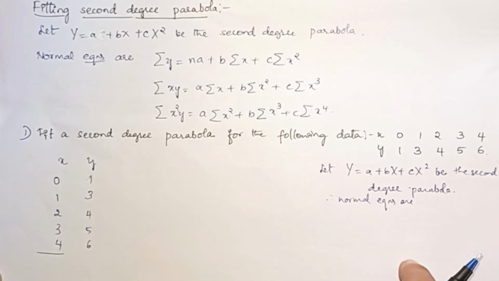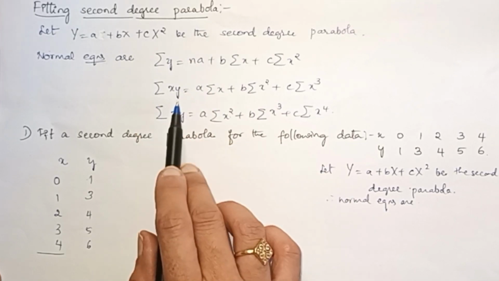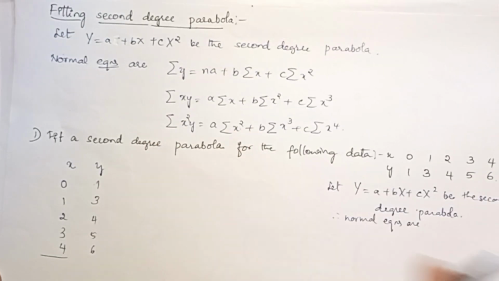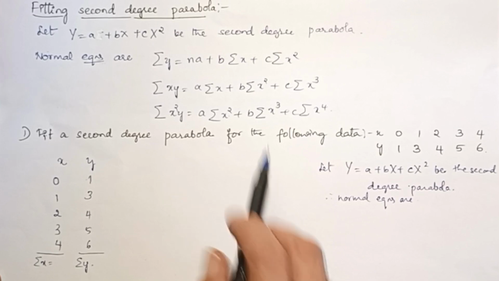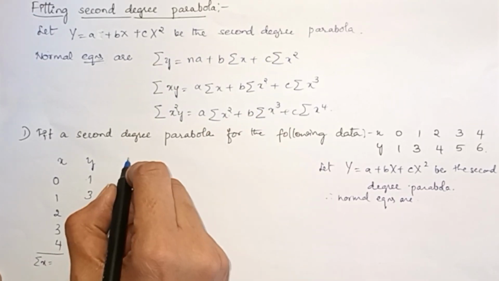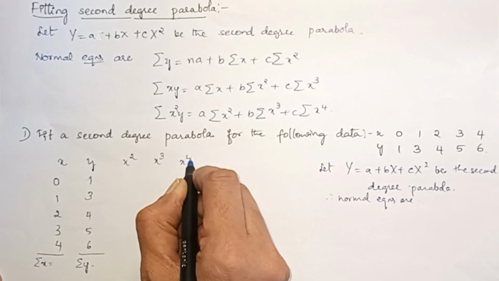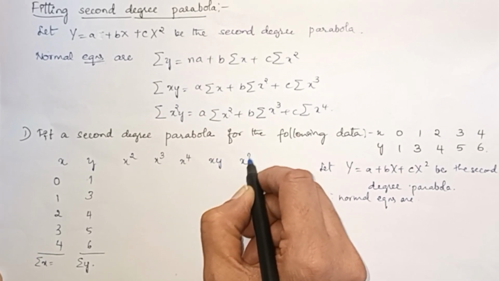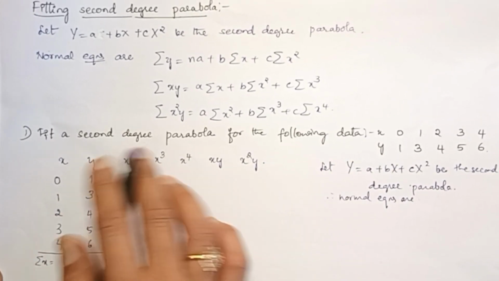once you have to write all those normal equations, I won't write them here once again. Already I have here summation of y equal to na plus b into sigma x plus c sigma x square. So I need summation of x, that I will get here. Then here I'll get summation of y. Then what else is required from the formula? Then I want x square, then x cube, then x power 4, then xy is required, then x square y. These are the columns required. So you have to write accordingly.